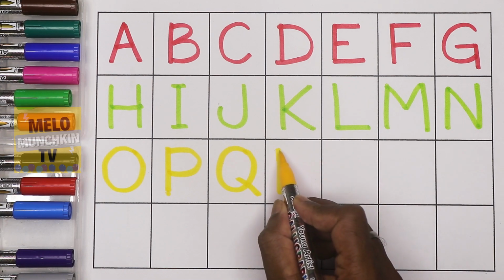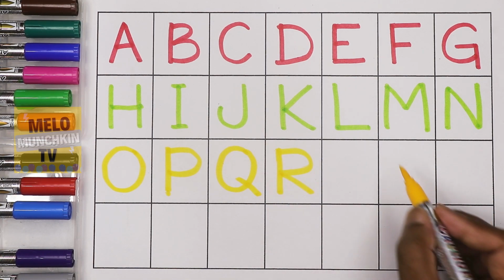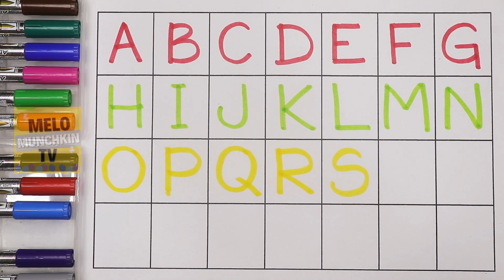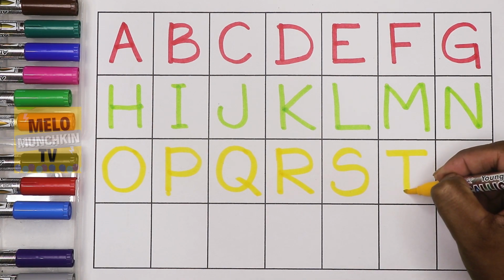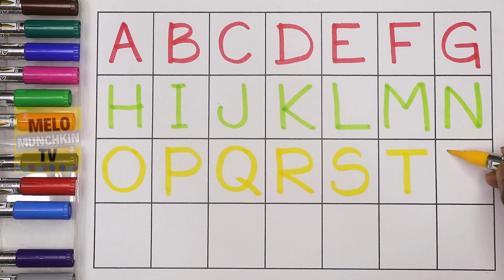R for rabbit. S for sun. T for tomato. U for umbrella.